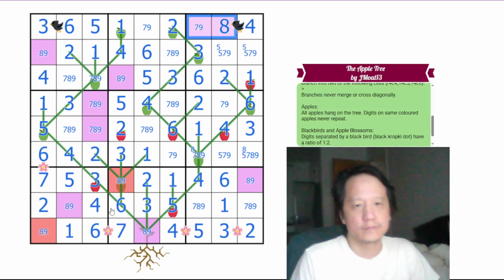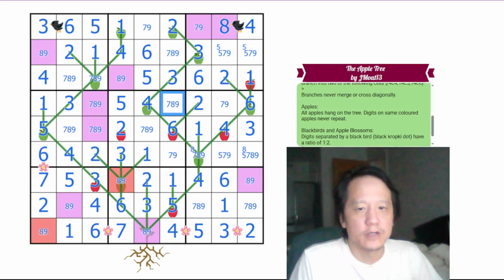Okay. That means where's the pink in column 6? It must be one of those two. And then pink can be any of these 3.